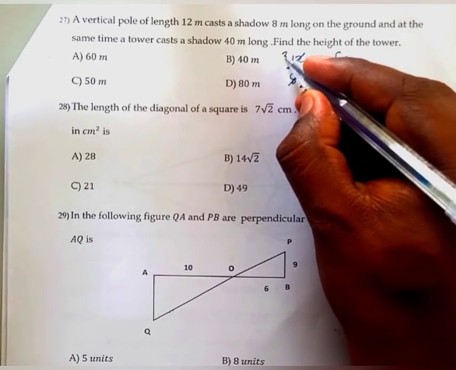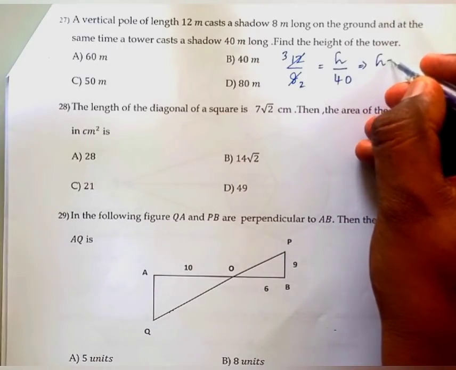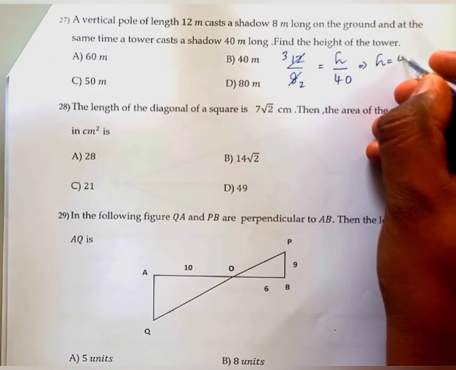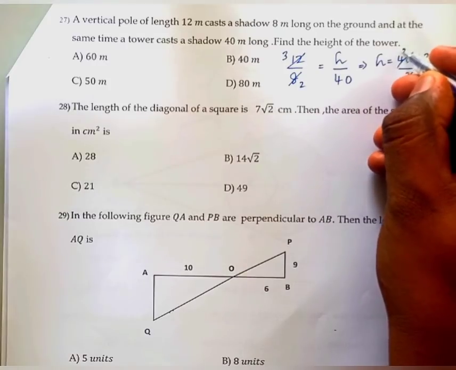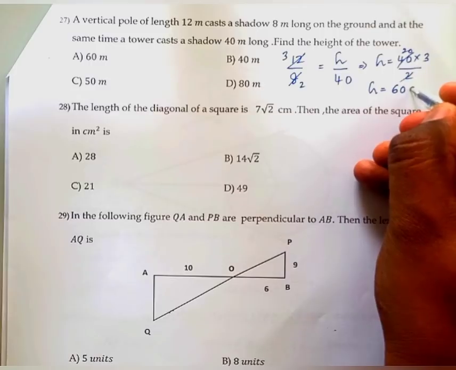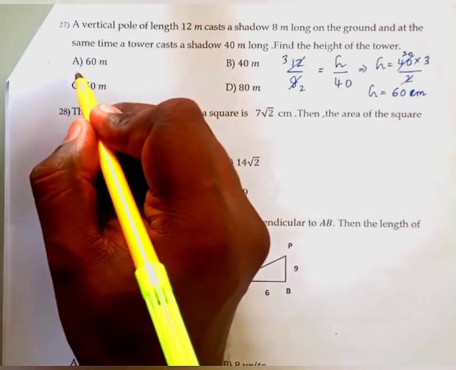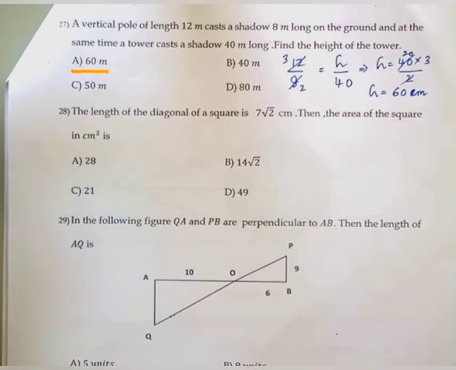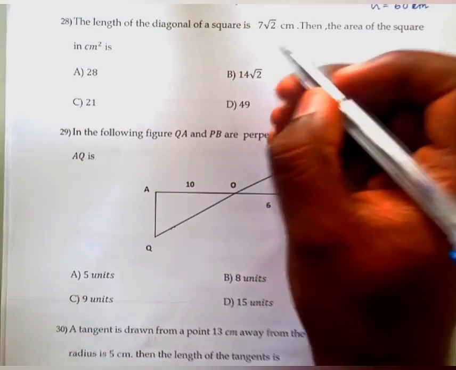Now simplifying, we get h equals 40 times 3, which is 120. 120 divided by 2 is 60. Therefore, the height of the tower is 60. Draw the figure. Because the elevation is the same, the two triangles formed will be similar. Therefore, if two triangles are similar, the corresponding sides will be in the same proportion. Using this concept, we can find out the height of the tower.